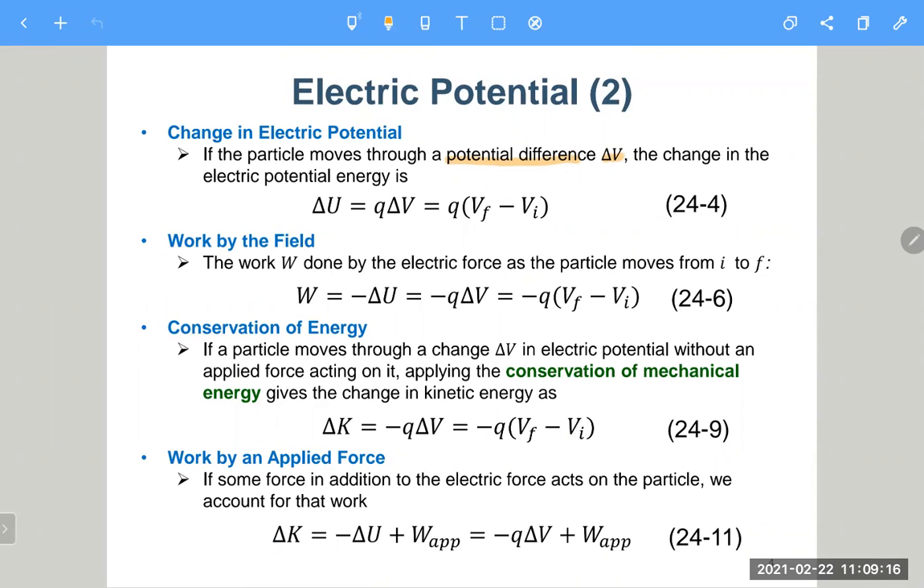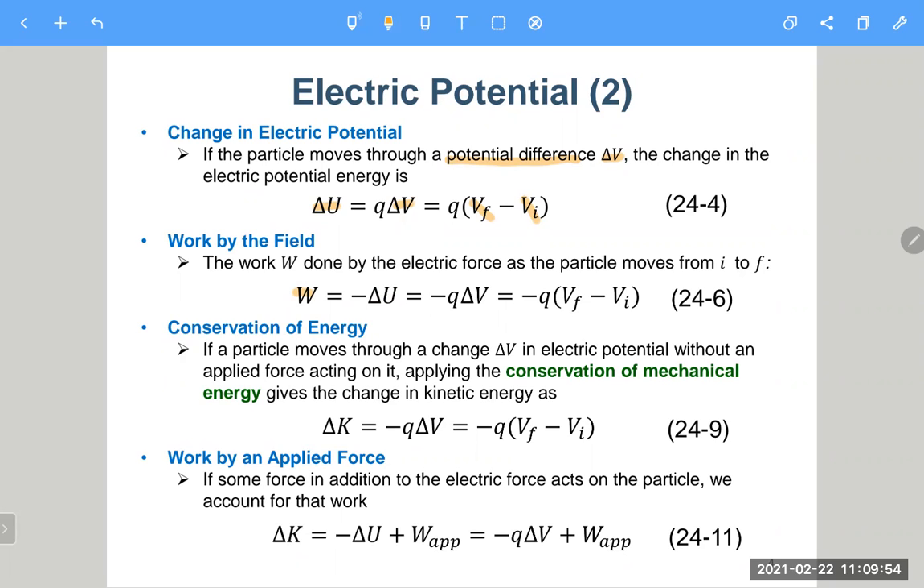So actually, we can get the potential difference between 2 points by simply subtracting the electric potential of them. So we have VF minus VI, which is delta V, and then if we multiply by Q, we know that the potential energy change is Q times delta V. And the work done is minus delta U.